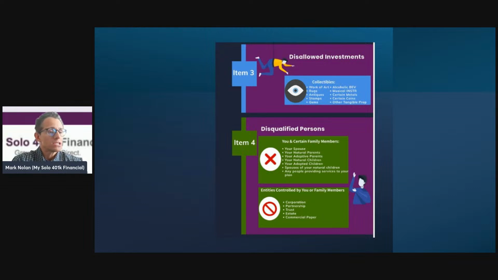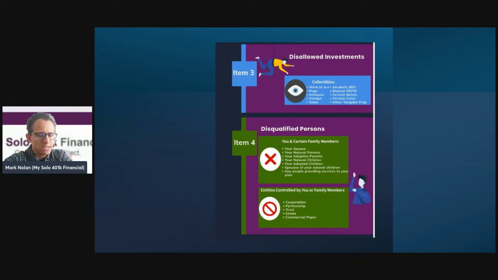certain types of precious metals. So most precious metals are allowed. They have to be at 99.99% purity. We have a great page on our website that goes over the types of allowed precious metals, but not all of them are allowed. So let's keep moving on here.